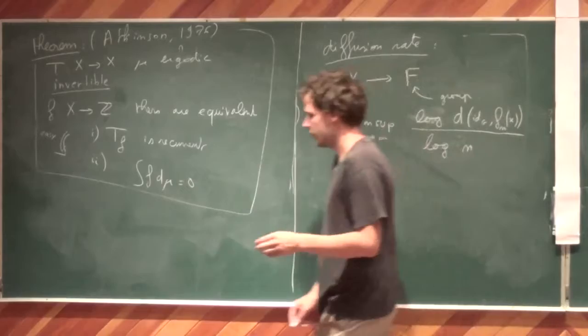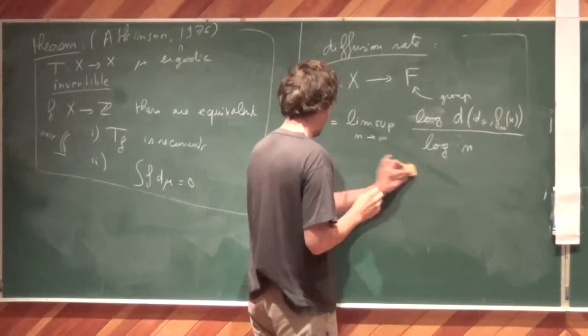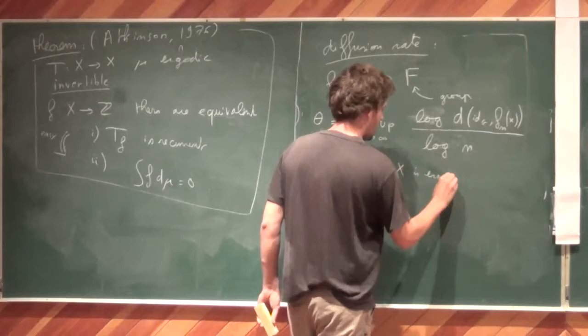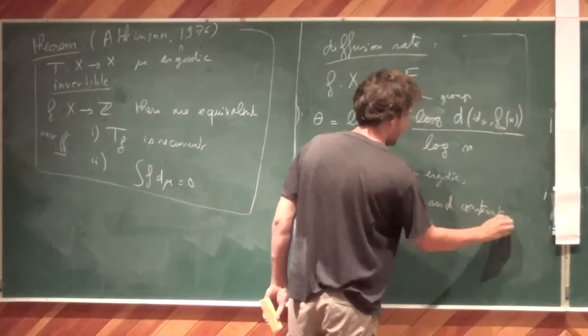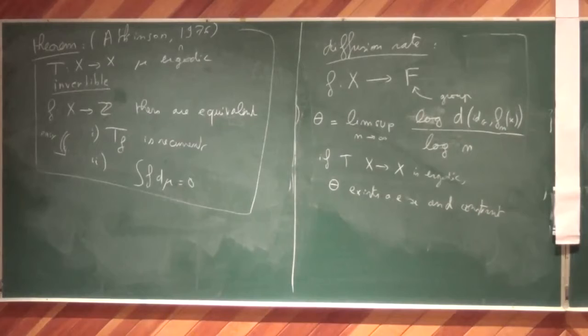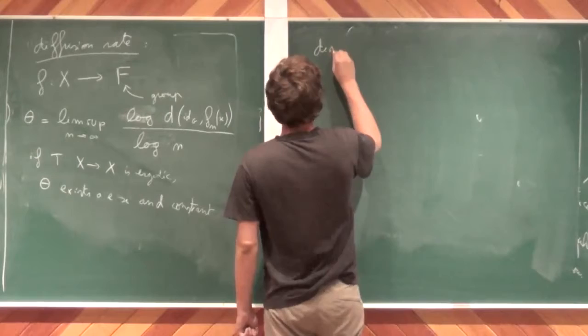And so this exists for almost every x. Sorry, we need ergodicity. If T from X to X is ergodic, theta exists almost every x and is constant. And so this is what we get in the entropy model, and there is an interesting relationship between the diffusion rate and the dimension of the group. The product dimension is not that good. This is not what people call the dimension of a group.